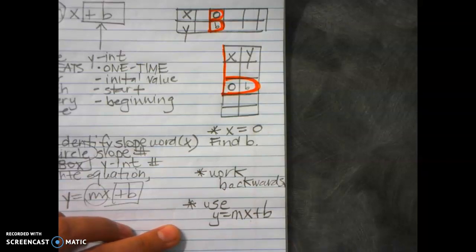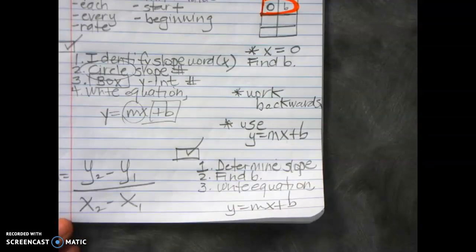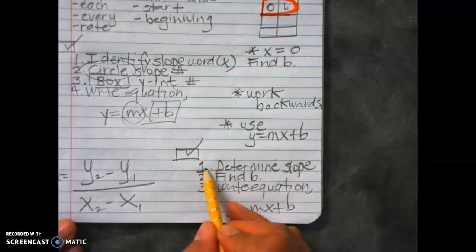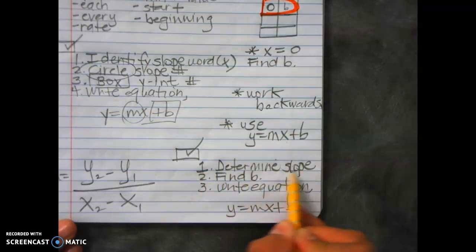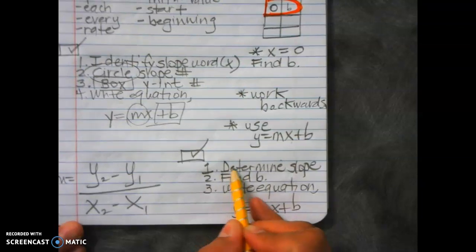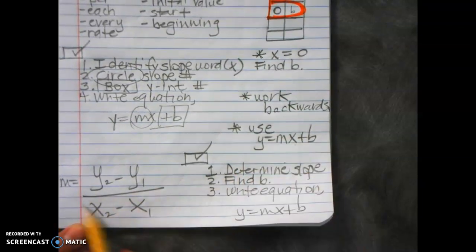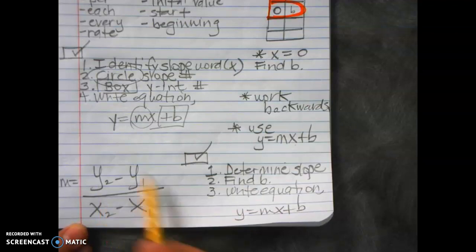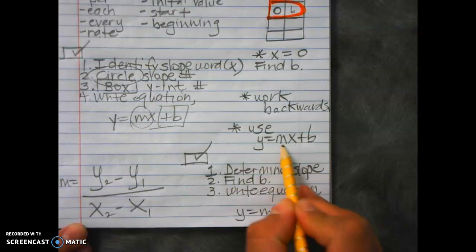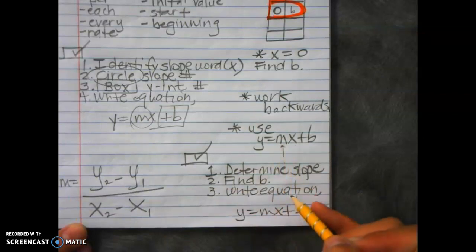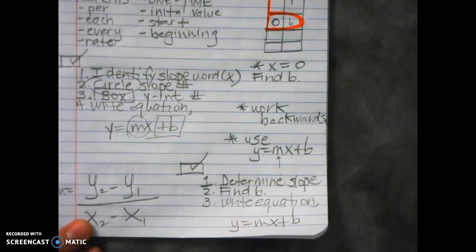Okay, so if you notice our checklist for this one, step 1 we know how to do. Determine the slope. Remember we use the slope formula, y's on top, x is on the bottom. Once we solve for this, we get our m. We'll know our m. We would still need to find the b some type of way.